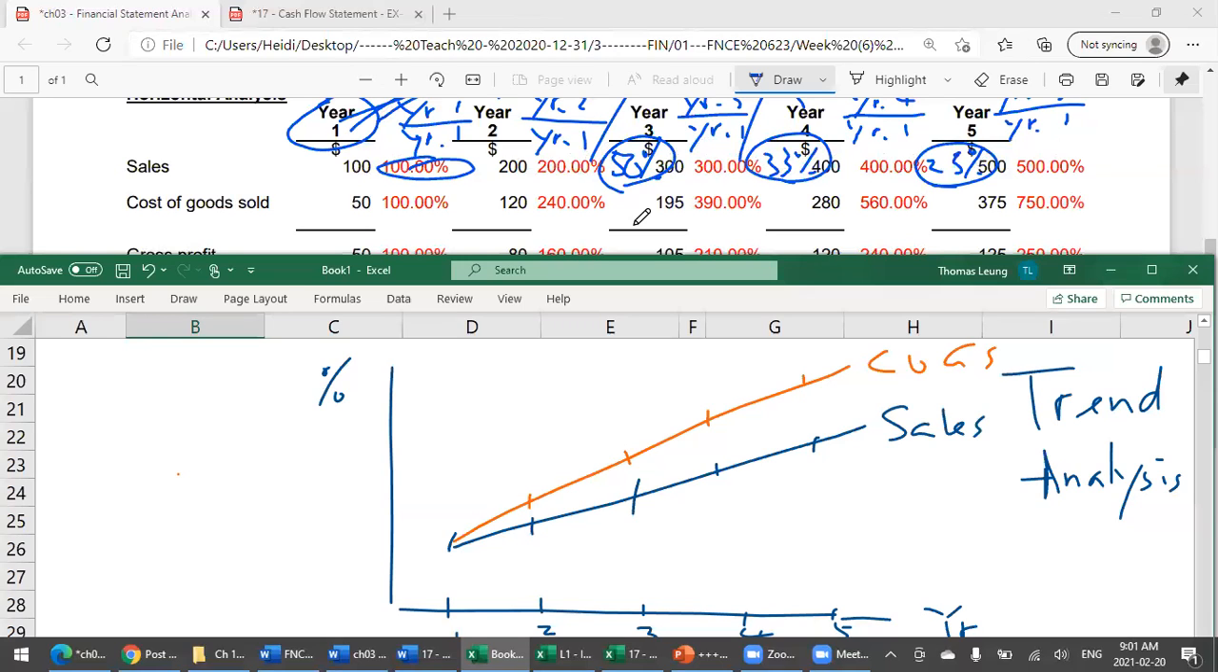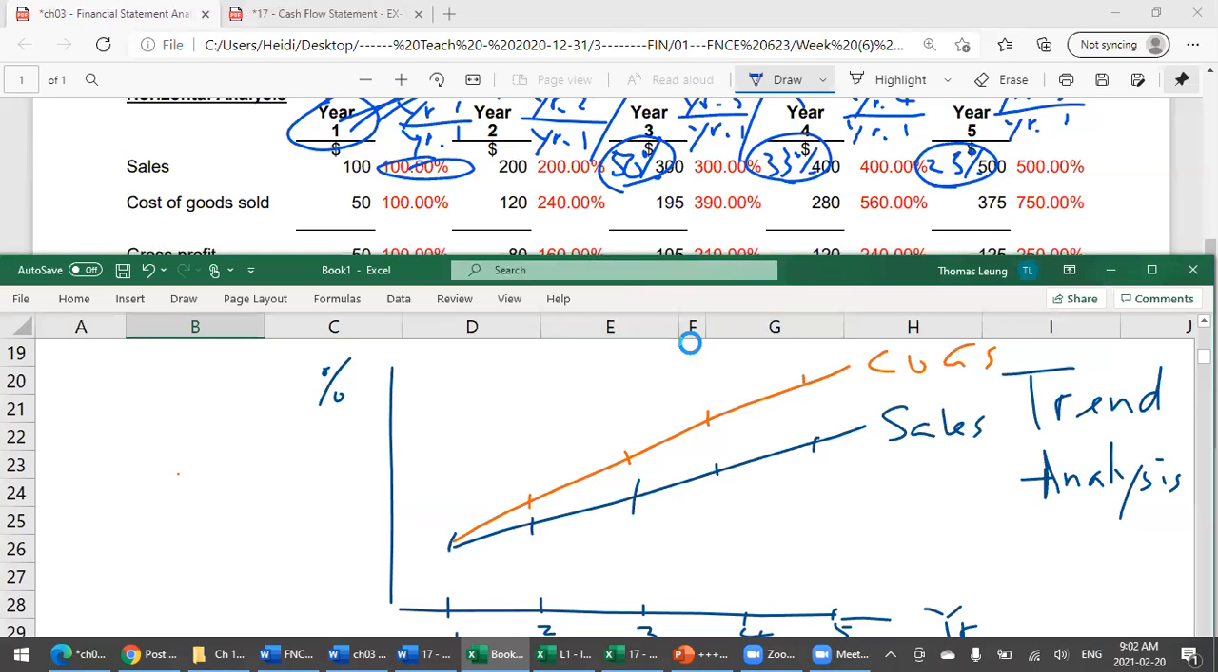Professor, what if the value of the current year is lower than the value of the base year? Then what? Okay, let me give you an example.